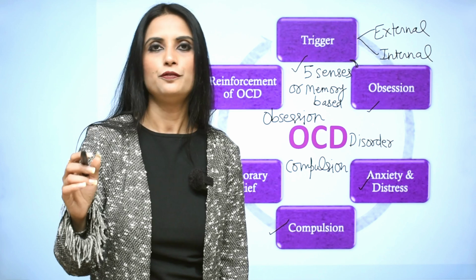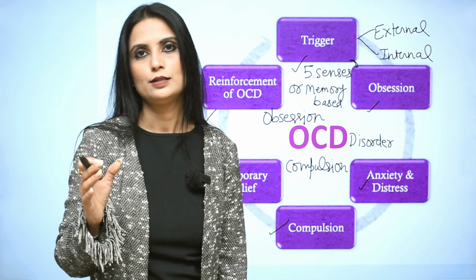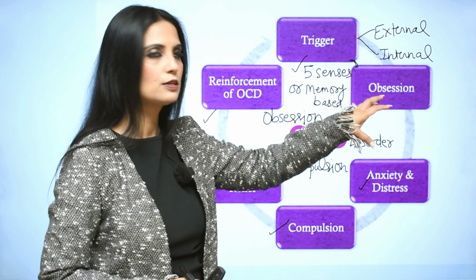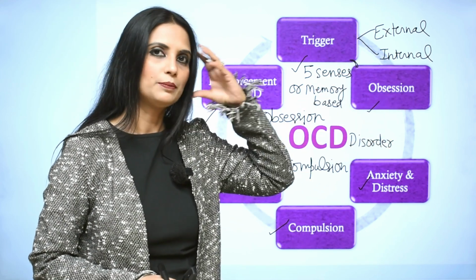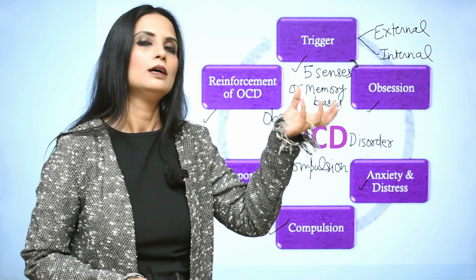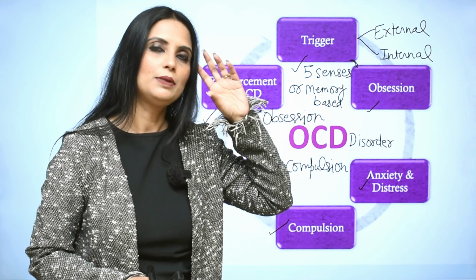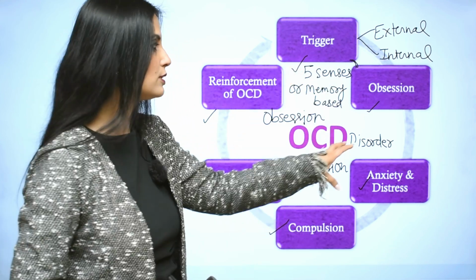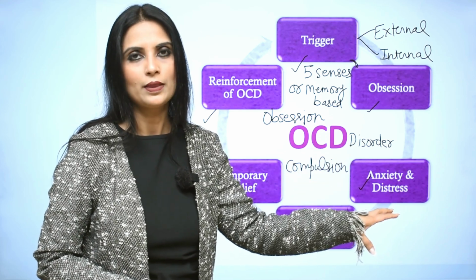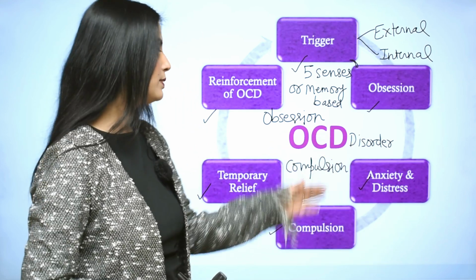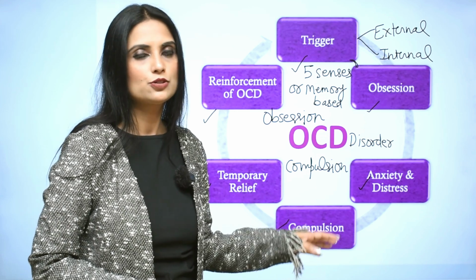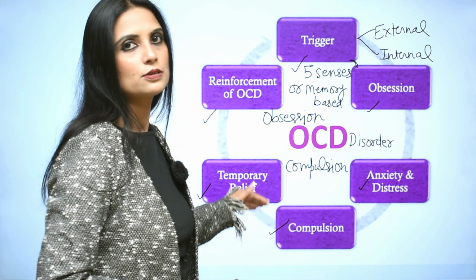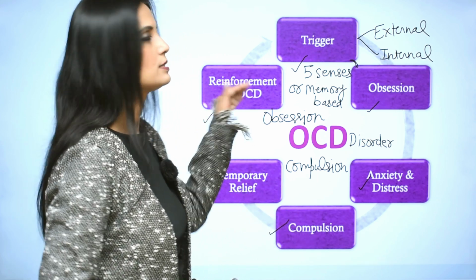A person feels stuck in this OCD cycle. So let me revise. You get a trigger and with the preconditioning effect, you have some obsession, a distorted belief, a thought, urge, image, it can be anything which automatically pops up in your mind. And that obsession gives you lots of anxiety, distress, and to release those feelings, a person performs some compulsions, avoids, takes reassurance, and that compulsive behavior gives a person temporary relief, but it reinforces OCD.